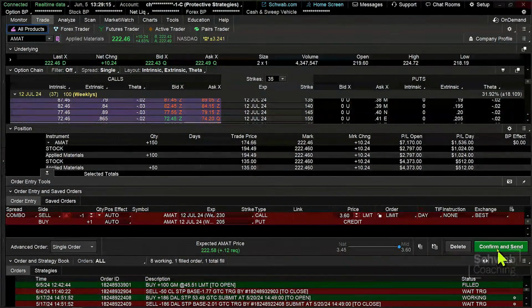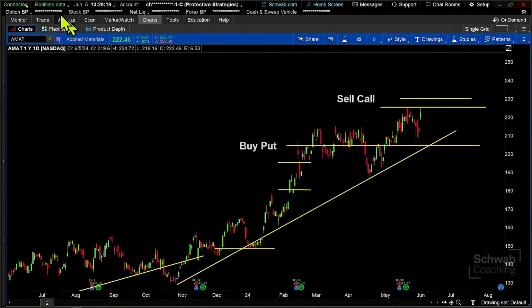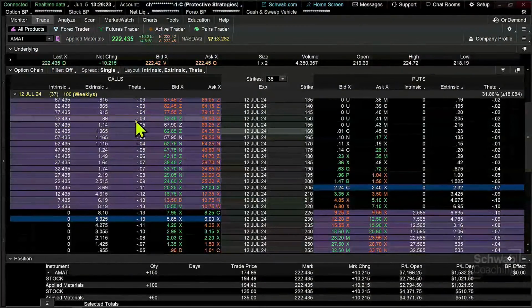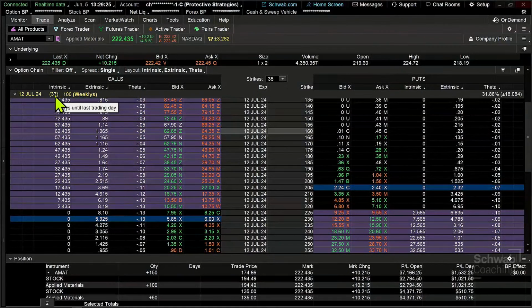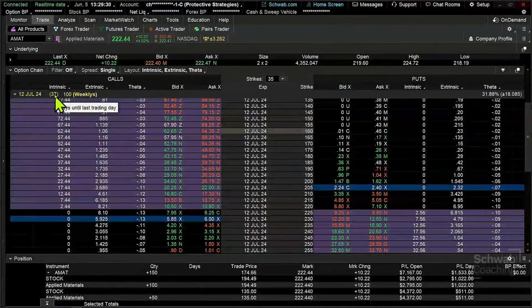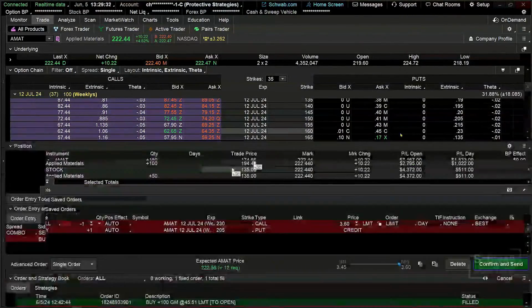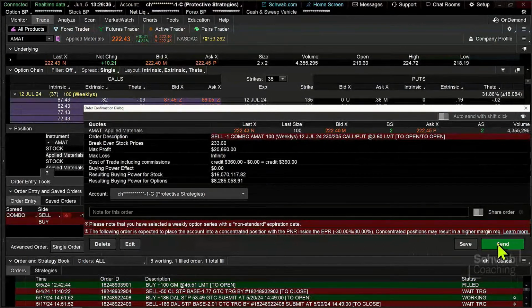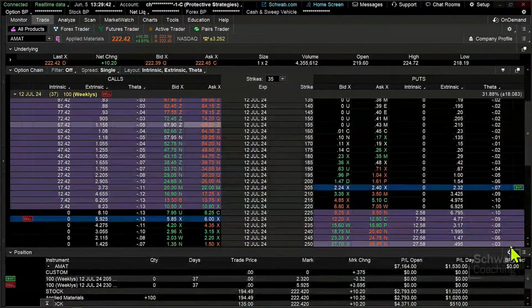So step one was define our levels. Step two was determining at what time or what expiration we were looking at creating this collar. Step three, putting the order together. Step four, confirm and send, making sure that we're aware of any transaction costs or any alerts, and then clicking on send to fire that order off, and we'll see if that order fills.